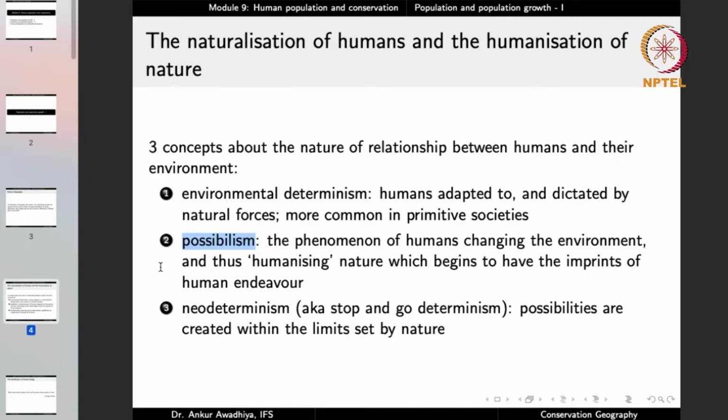Later on, we shifted to possibilism. It is the phenomena of humans changing the environment, and thus humanizing nature, which begins to have imprints of human endeavor. So, in the case of possibilism, this philosophy states that it is possible for humans to do things. It is possible for humans to dominate nature, to change nature. And we see the beginnings of possibilism with the advent of agriculture. So, when humans learned how to grow their own crops, they started to settle down.